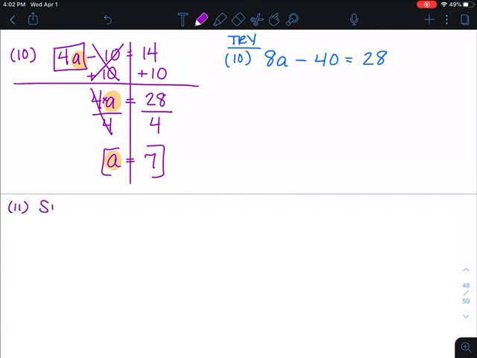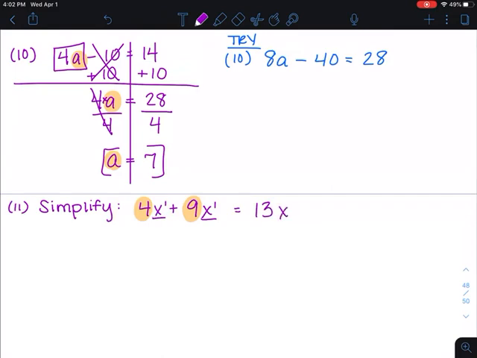Alright, next, number 11. We're going to simplify 4x plus 9x. So the 4 and the 9 are called coefficients. When you combine like terms, that means they have the same variable to the same exponent, which is a 1.